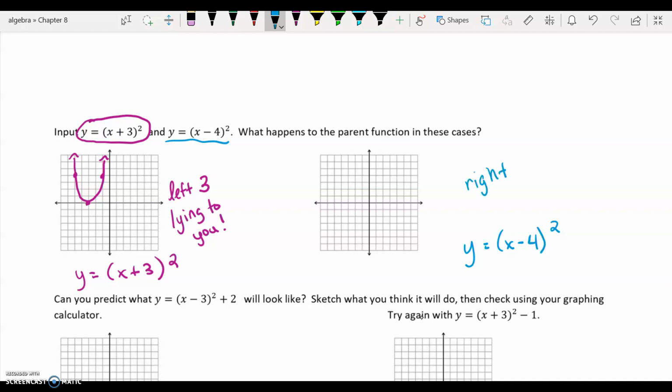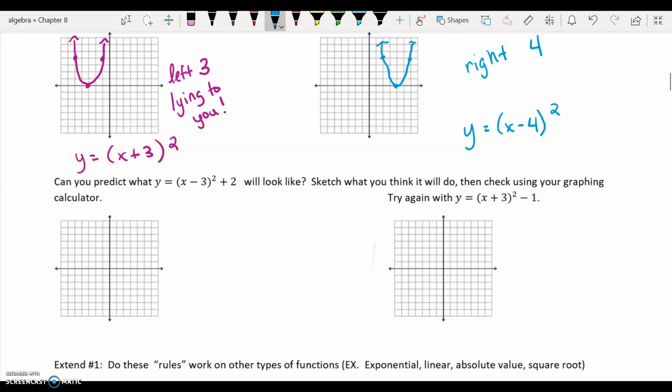I'm going to end up moving everything right 4. So I'm going to take my 0, 0, move it right 4. 1, 2, 3, 4. I'm going to take my 2, 4, move it right 4. I'm going to take my negative 2, 4 and also move it right 4. I'm going to plot it and graph it.